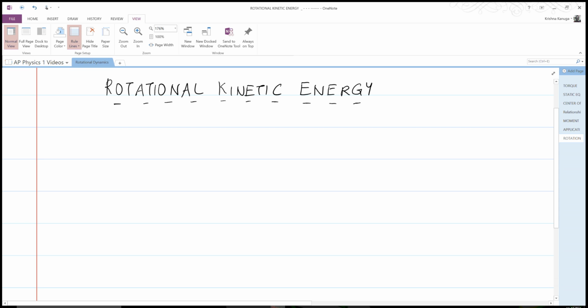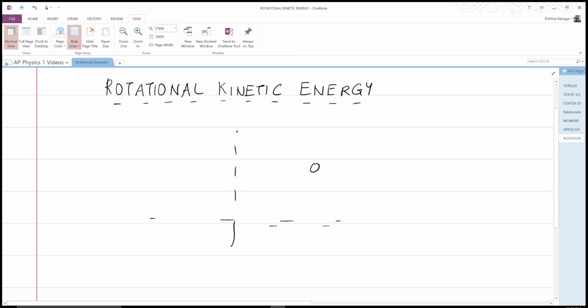Okay, we are now ready to move on from tau equals I alpha to energy ideas. So the first thing we'll do is define rotational kinetic energy. Consider once again some axis, and let us say that we have a bunch of particles constrained to moving around a circle with the same angular velocity.